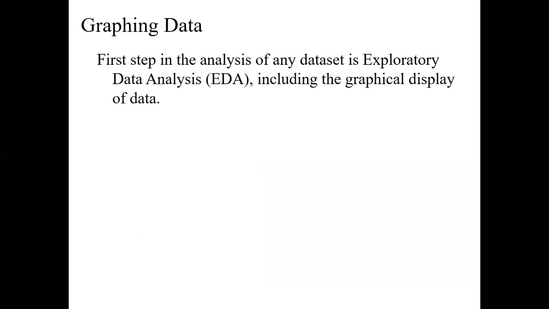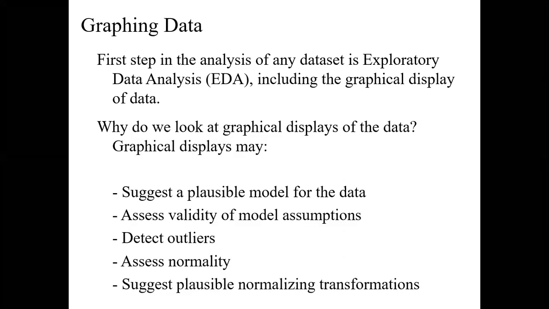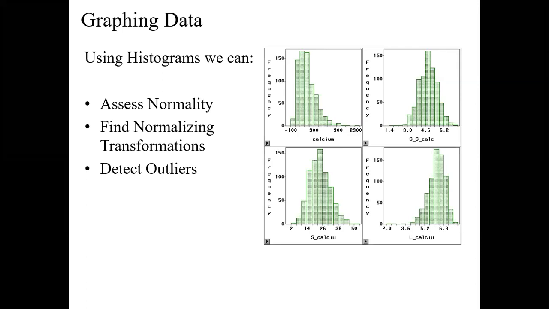So just briefly thinking about exploratory data analysis in general, the first thing we generally want to do is graphical display, because we want to look at plausible models, because we want to assess the validity of model assumptions, because we want to look at outliers and assess normality. And this is going to be important, again, in classification. And it might suggest some kind of normalizing transformations. And generally, in one dimension, we use histograms to do that.